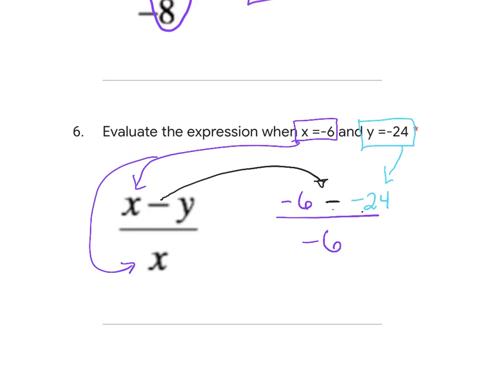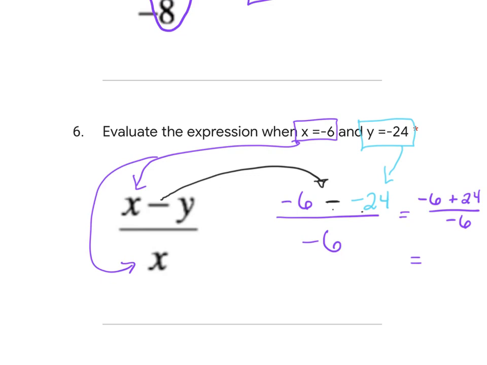All right, so now I have to solve. So I have negative 6. And then what's the opposite of a negative 24? Well, that's just plus. So it's going to be negative 6 plus 24 over negative 6. And that's equal to, well, the first thing I'm going to do is do the top. So I have a negative 6 plus 24. Since I have some positives and some negatives, I have the opposite sign, so I'm going to subtract the 2.